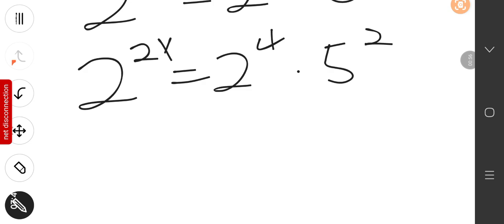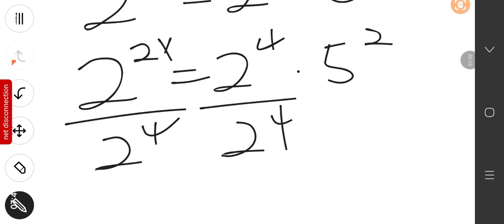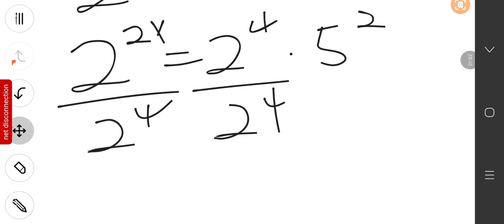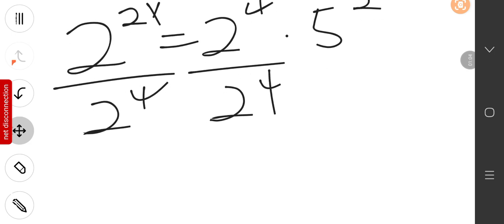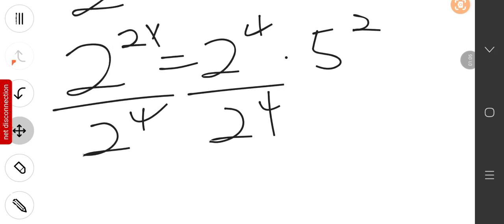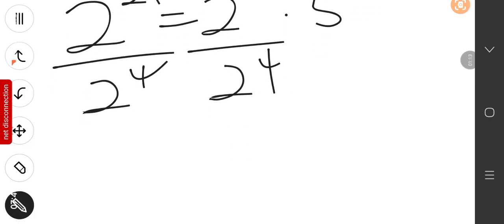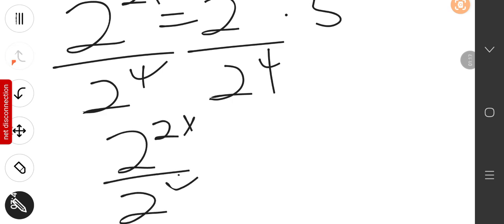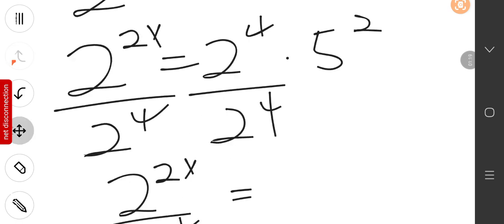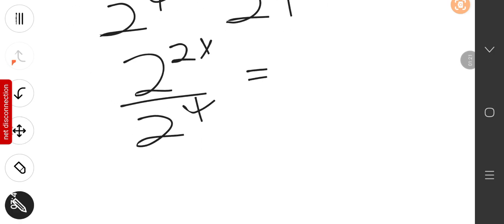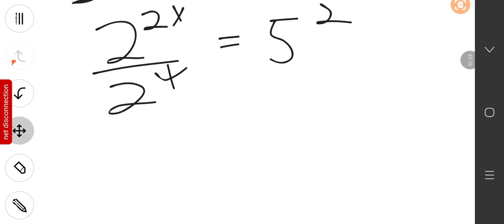All right, now let's divide here by 2 exponent 4 and here by 2 exponent 4. We are doing this because we want to apply the quotient rule, okay? Now, since anything over itself is 1, this part of the equation is going to give us 1. All right, so our equation becomes 2 exponent 2x over 2 exponent 4 equals 5 exponent 2.